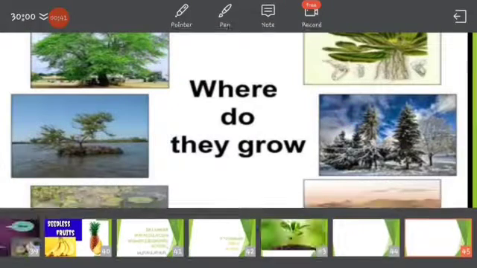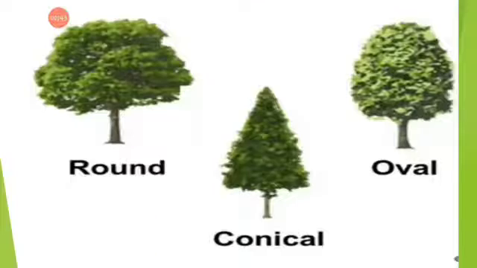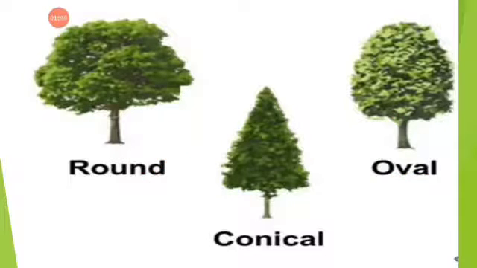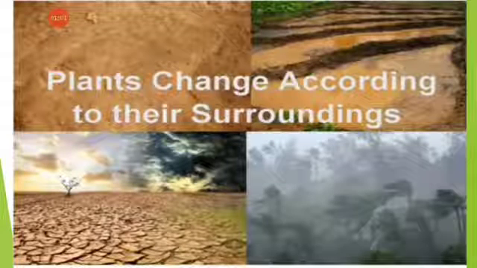Here we see the trees. Here we see the trees are of different shapes. Some are round like a ball, some are oval, some like ice cream cones. Because the plants make some changes to survive in the different surroundings.